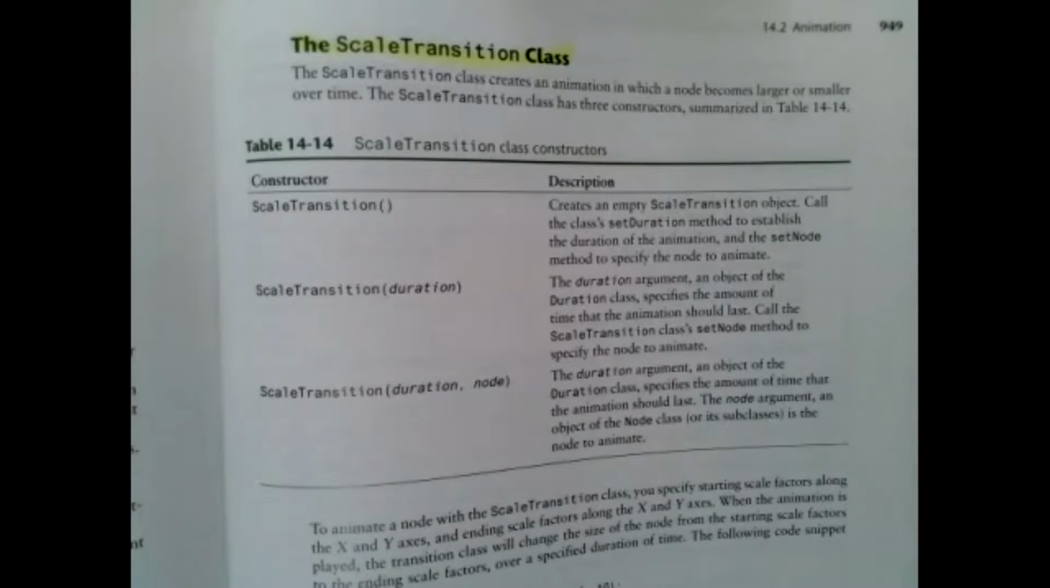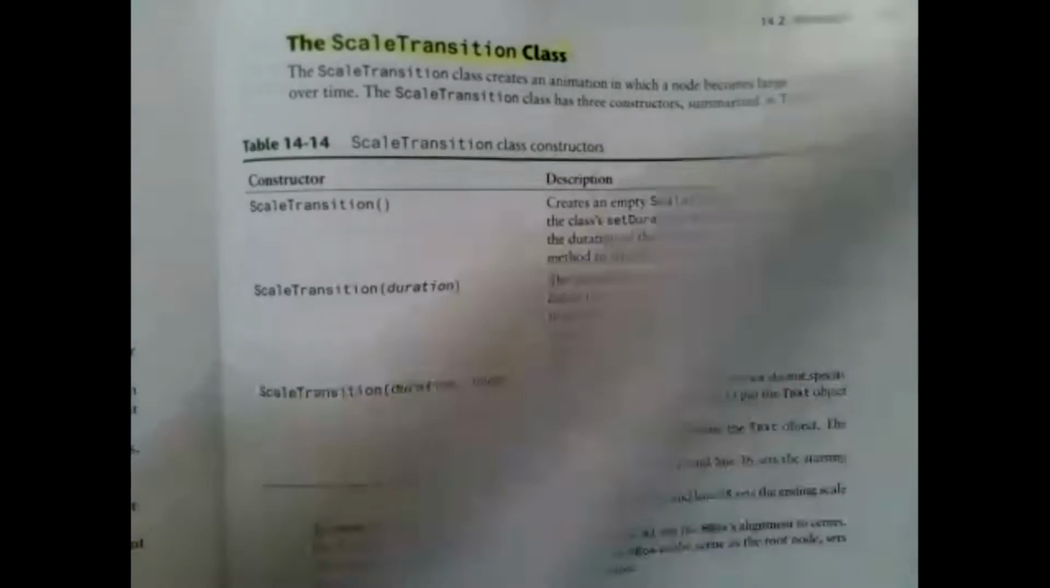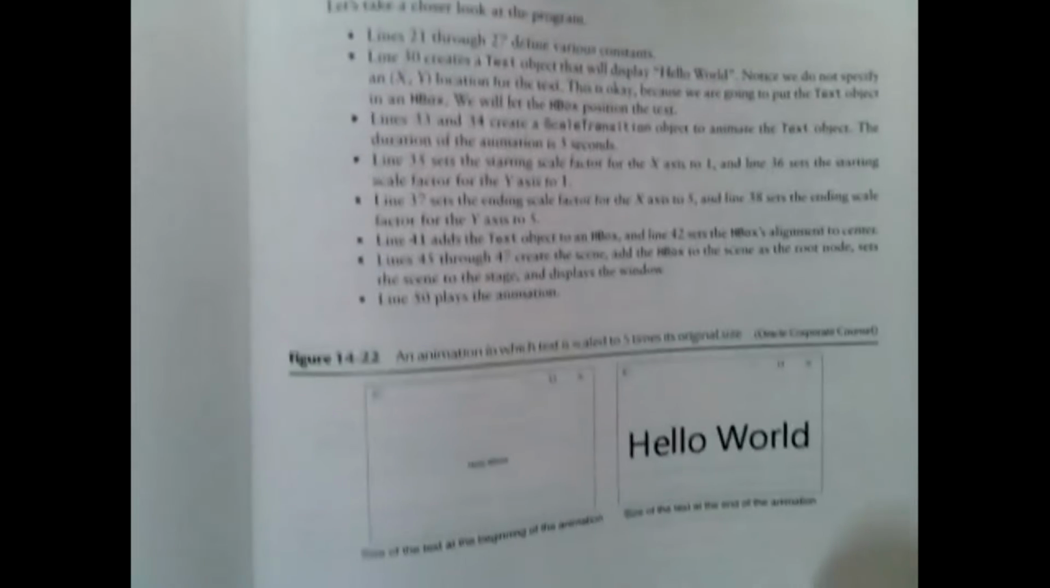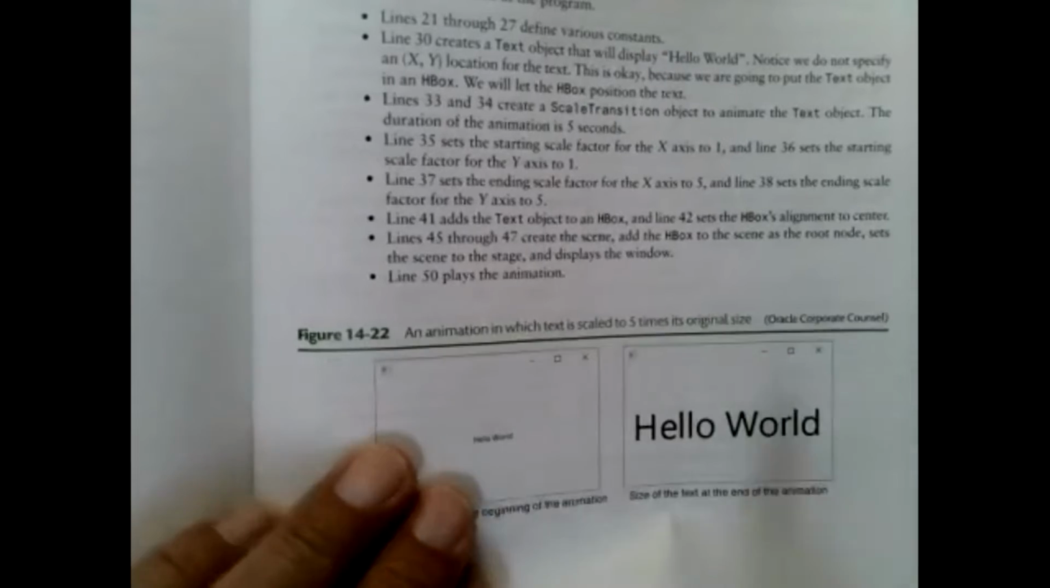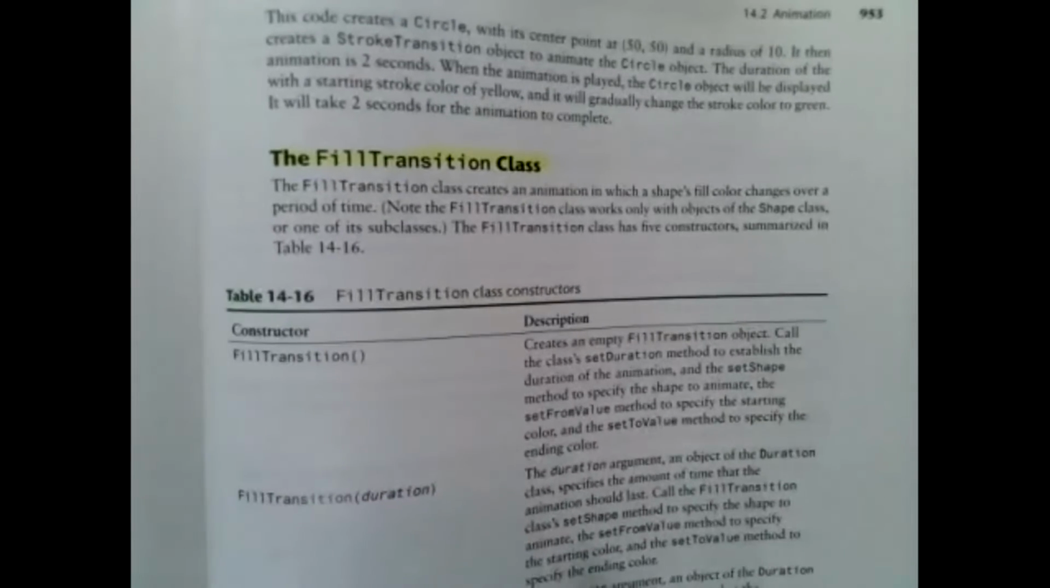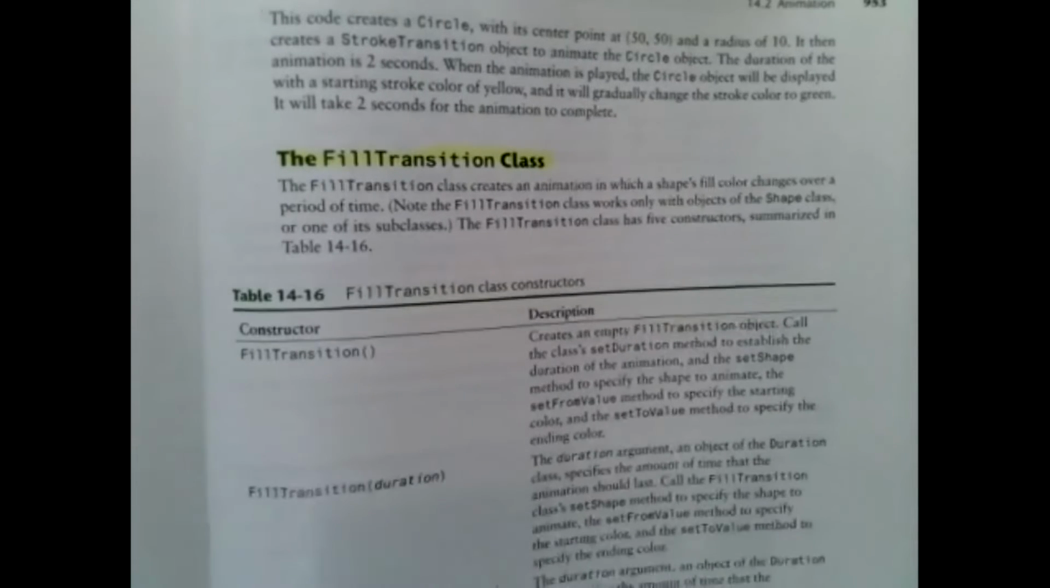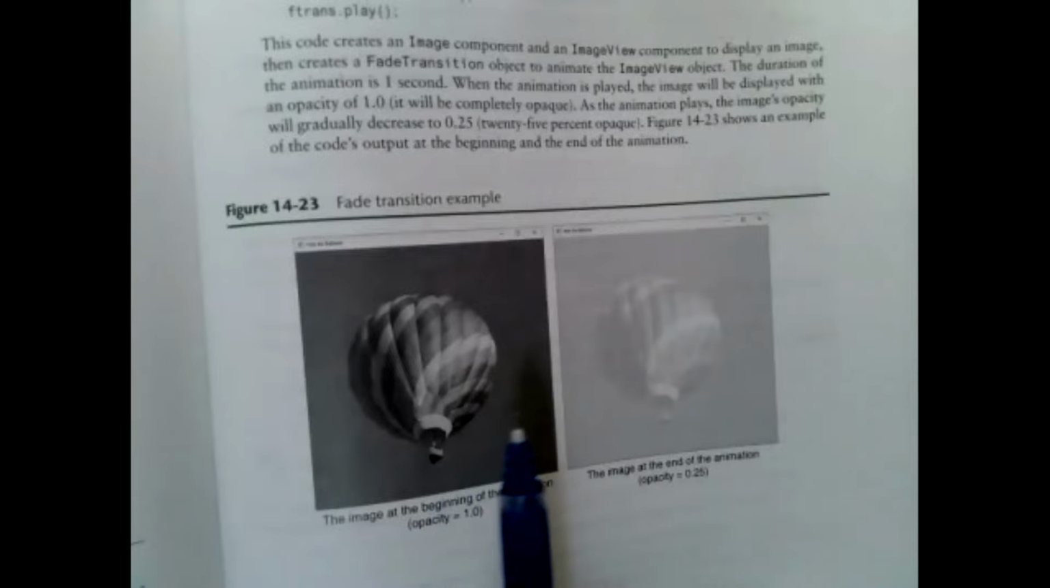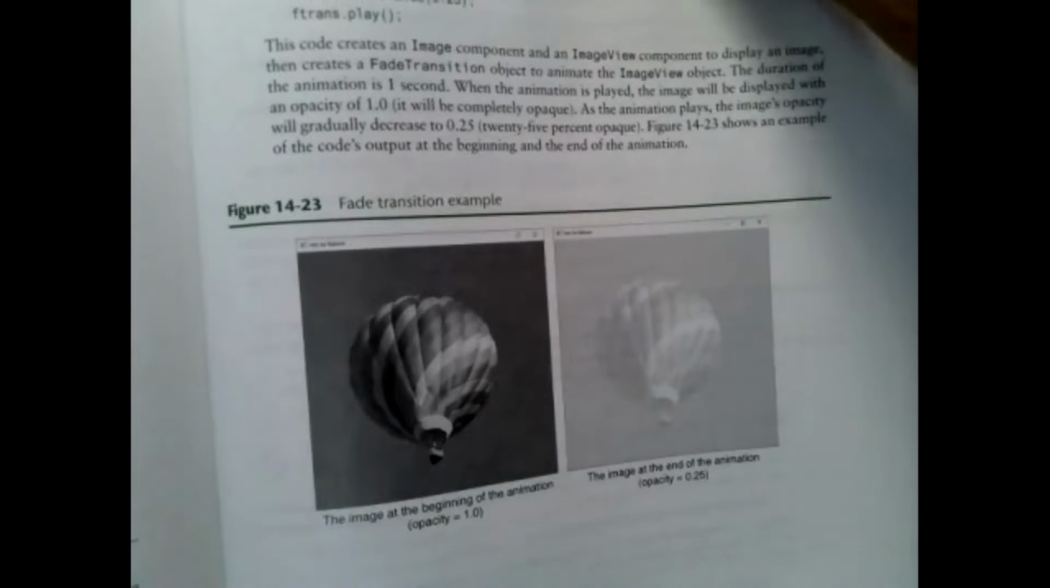Scale. Scale transition class. What do we say scale does? Larger to smaller or smaller to larger? Hello, world. Starts out small and it gets really big. You don't have to open that one up right now. Fill transition, I mentioned that one. We can change the color over time. Here's fade. I can fade an image. Don't know if I want to do that, but it exists. And again, this is just some of the stuff that exists.